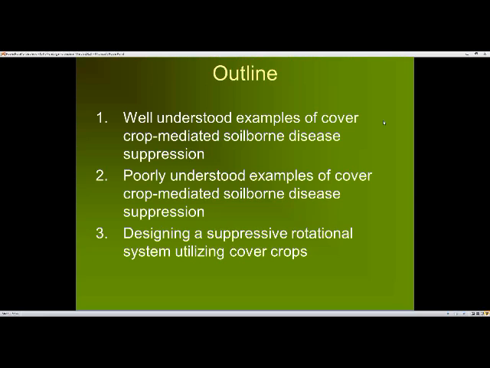So today I'm going to talk about, first, what I consider to be well understood examples of cover crop mediated soil-borne disease suppression, and then move into poorly understood examples, and then use some of those more poorly understood examples and talk about how the researchers working in those systems have used their work to design suppressive rotational systems.